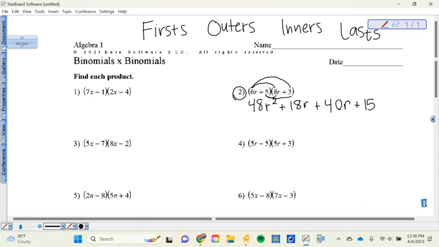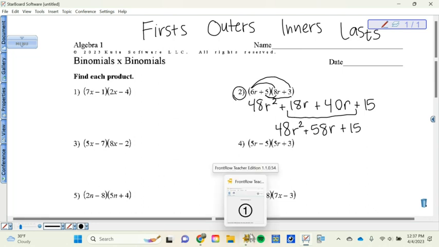And then what's that last step? Combine like terms. What are my like terms here? Yeah, 18r and 40r gives us 58r plus 15. Oh, I'm sorry, 48r squared. So we got 48r squared plus 58r plus 15.